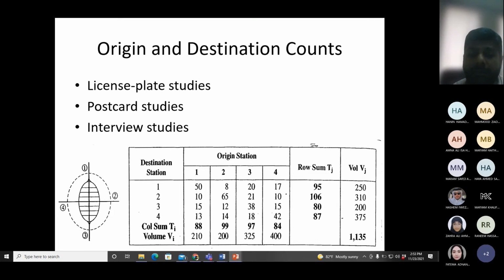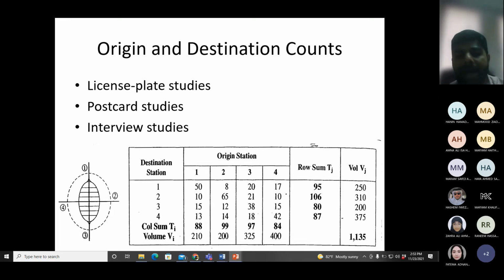Okay, the next number is 8, second row, first column. So for these 8 travelers, the origin is zone 2, the destination is zone 1. They came out of zone 2, they went into zone 1.